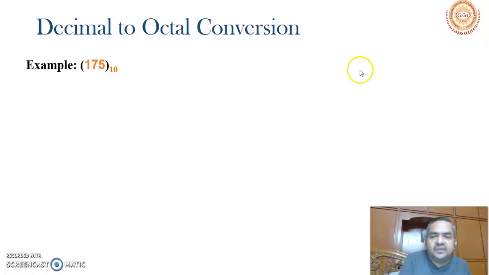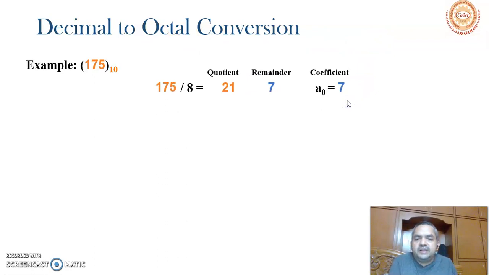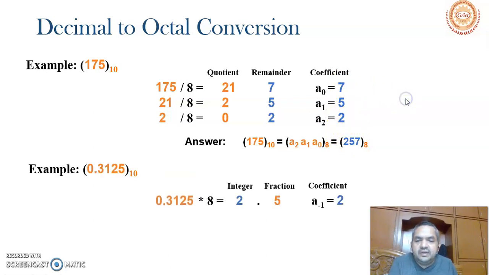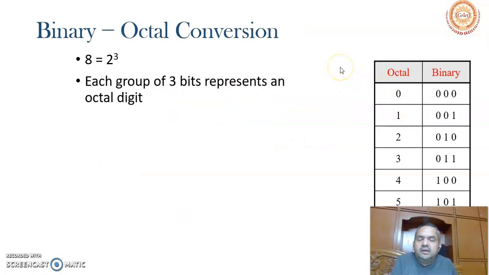Similarly, for conversion from decimal to octal, because octal is base 8, use successive division by 8, just like in the previous method, and the equivalent value will be 257. So take it from the reverse side: 257. Similarly, for the fractional part, multiply by 8 successively till the value of the fraction is 0. Here, continue till the value of the quotient is 0. This is the method. Similarly, now we will convert binary to octal.